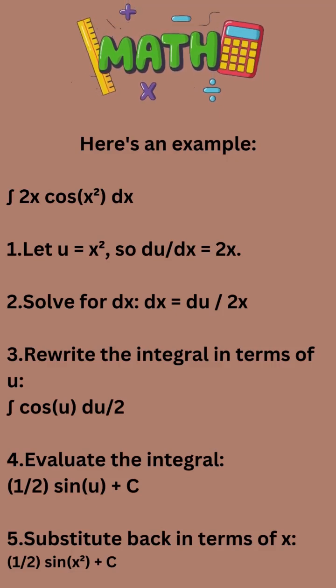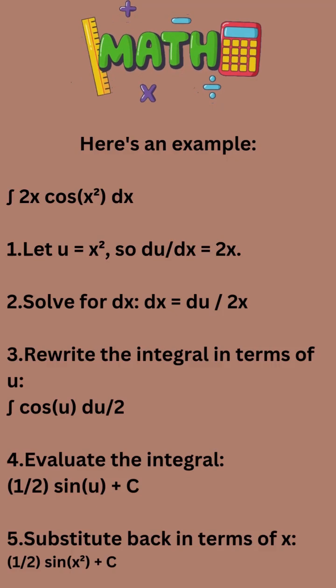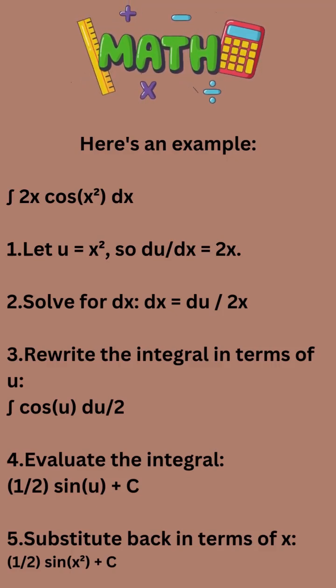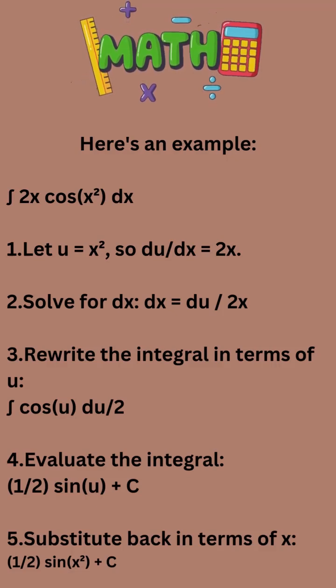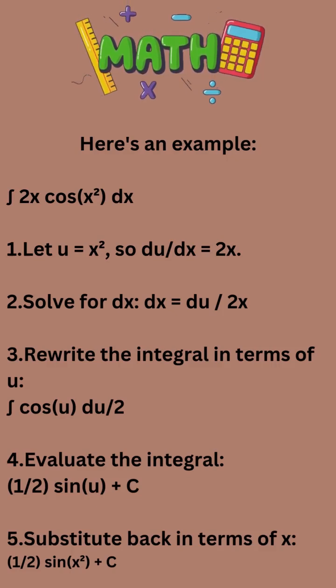Here are the steps for performing u-substitution. 1. Choose a part of the integrand to substitute as u. It's usually a good idea to choose the most complicated part, such as a trigonometric function, exponential, or polynomial. 2. Calculate du/dx, and solve for dx in terms of du.